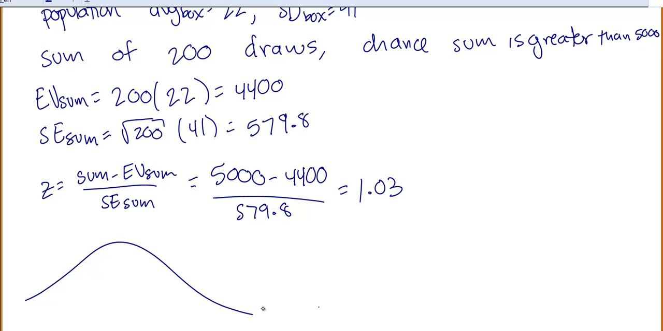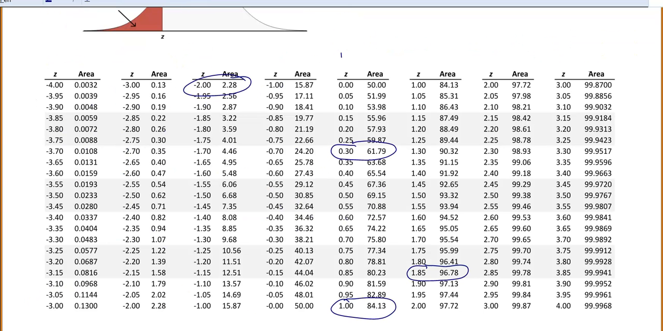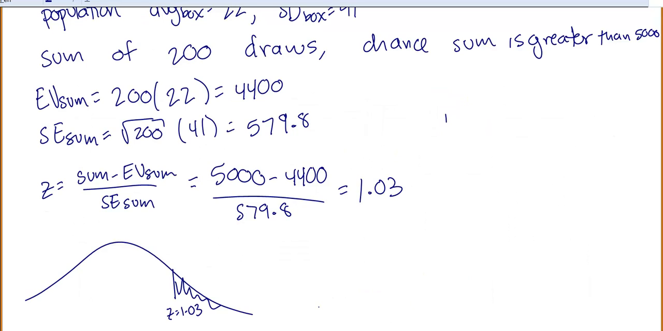So when I draw my graph, I'm looking for the area to the right of z equals 1.03 because we're looking for the chance that the sum is 5,000 or greater. So if we go to our normal table, we have our 1.03, 1.034. So this 1.05 is the closest. So there's 85.3% to the left. So I'm going to have to use the complement rule to find the area to the right. So this will be 100 minus 85.31, which gives me 14.69.